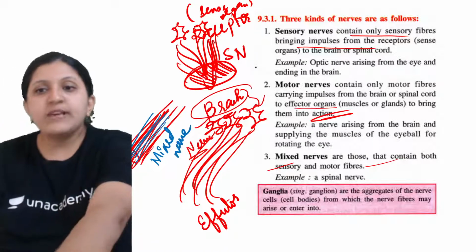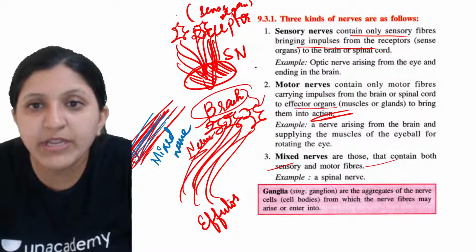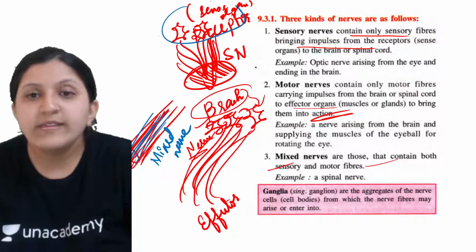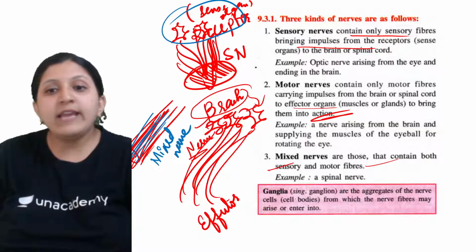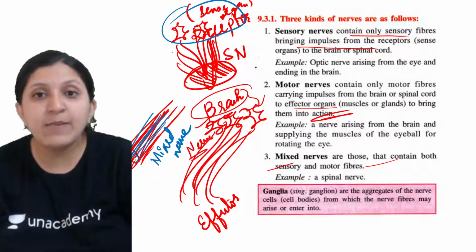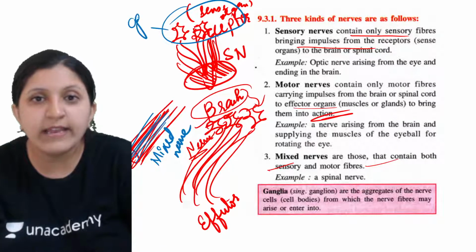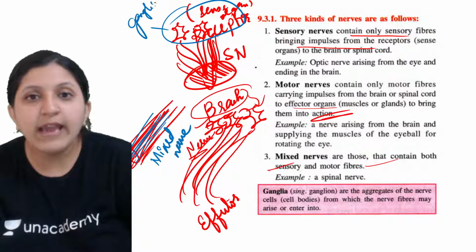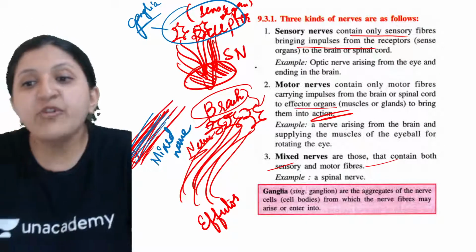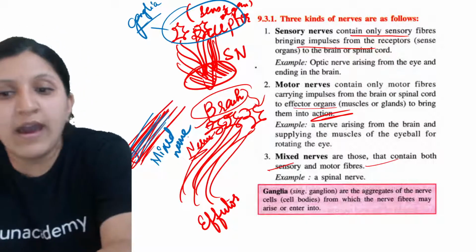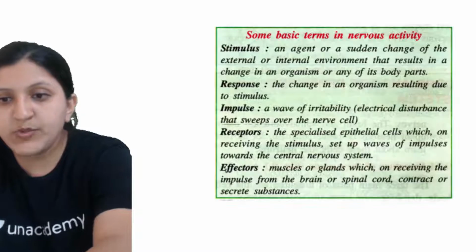For example, a spinal nerve. Ganglia, when we mention, these are the groups of cell bodies what you see here, right? So these are the aggregates of nerve cells or the cell bodies. So this one is a ganglia now. Okay, so ganglia basically means a group of cell bodies from which the nerve fibers arise or enter into.